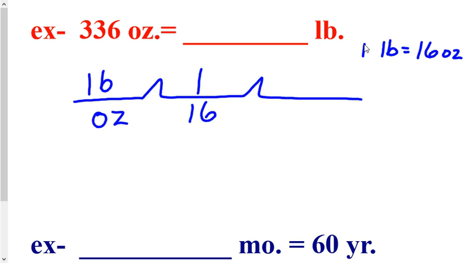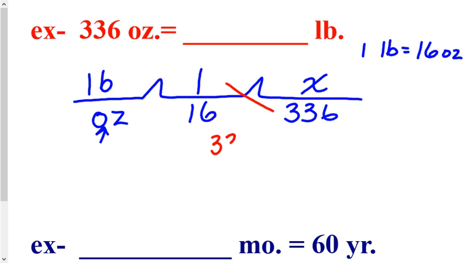So then when I set up the last part of this, 336, in the way I've set it up, is going to have to go on the bottom because it's a number of ounces. And I want to know how many pounds that equals. To solve this one, since I can't easily see my scale factor, I can't do 16 times anything in my head to get 336, I'm just going to cross multiply and divide.